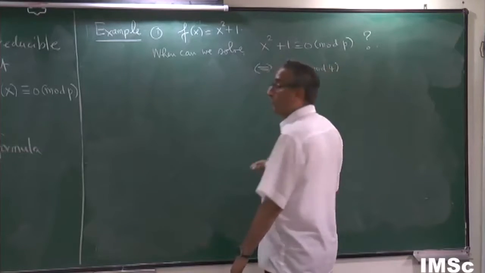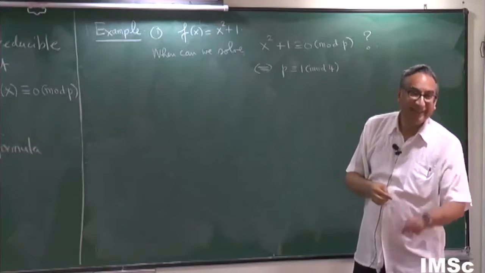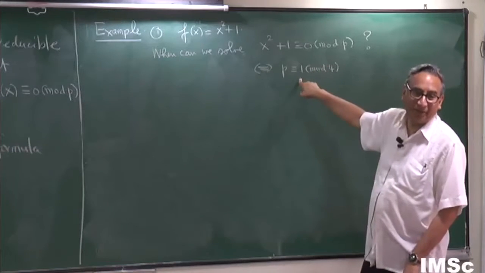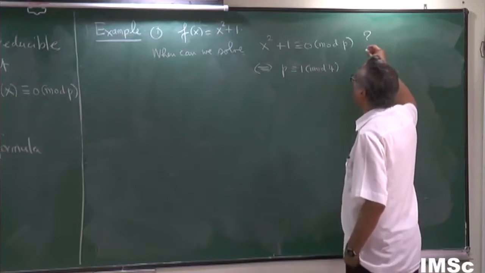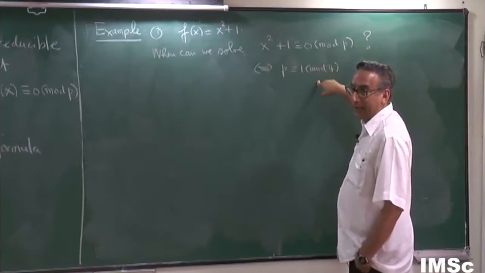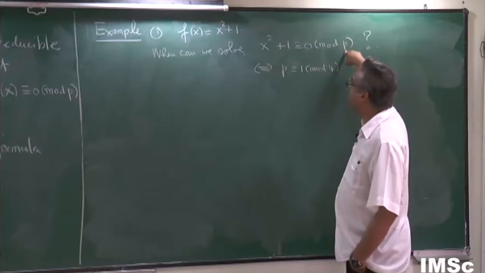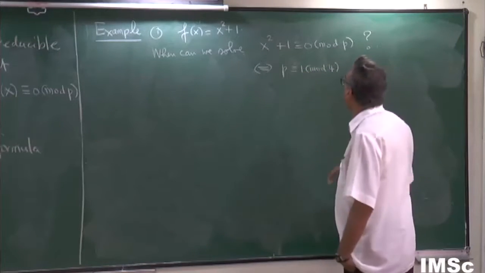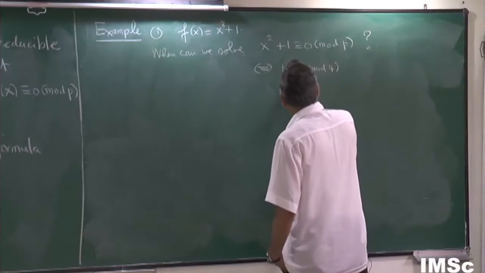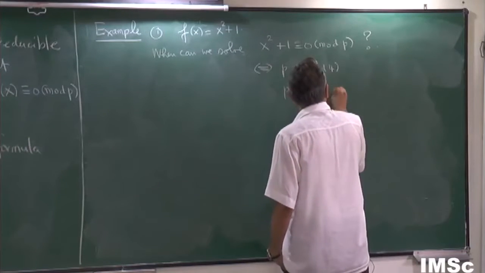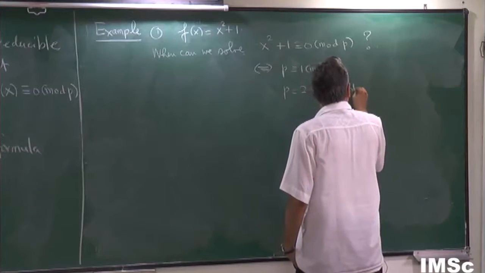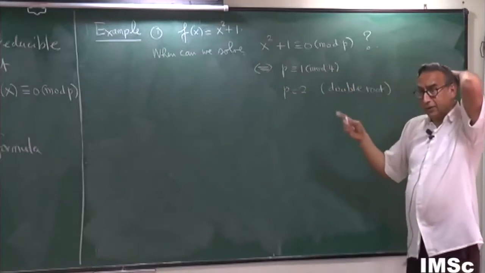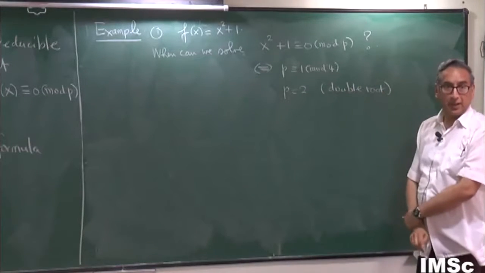What about p equals 2? Got you. This is only for odd primes, so this answer is correct in the case of odd primes. For p equals 2, of course, x equals 1. It's a double root, right? For p equals 2, we have a double root. So this is the answer. And how would you prove this? Any ideas?